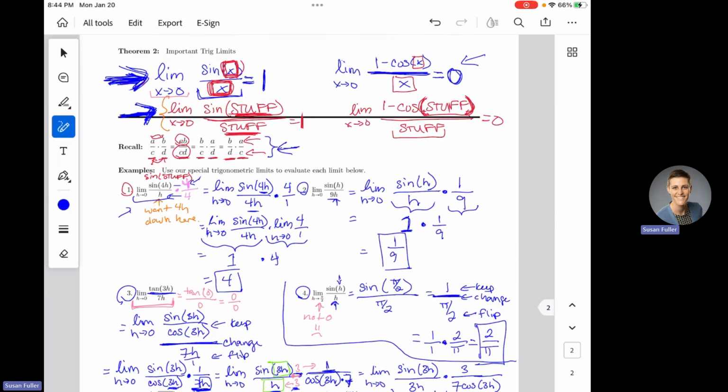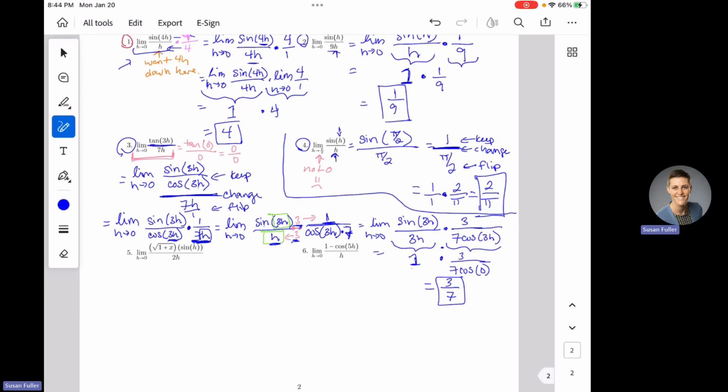Which means if I can't use my gift on it, I'm just going to put everything I need for my gift in one. Anything else goes in another. I don't have a 1 minus cosine. It can't be part of a gift. It goes in my extra stuff off to the side.